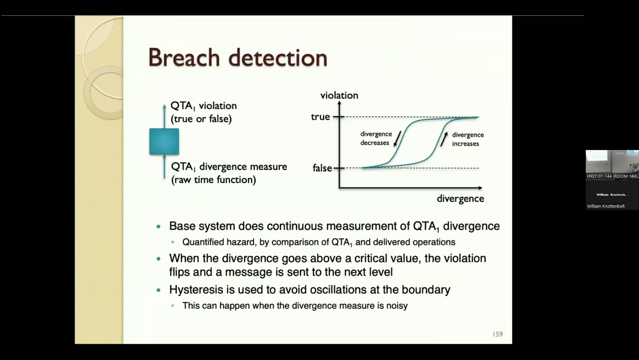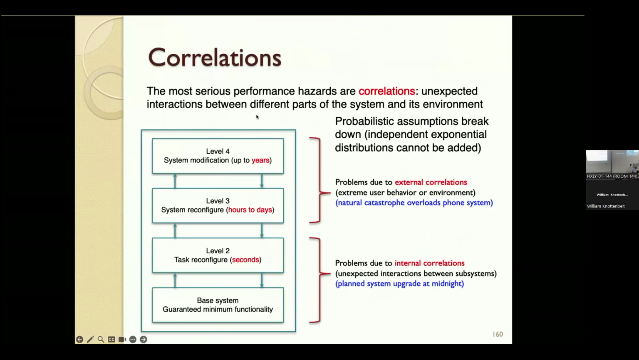And then there's the notion of breach detection. How do you detect when you break? So you need to have some kind of an observation of the divergence between the desired and the observed behavior. So at some point, you will trigger a breach detection, and then you can do something like using hysteresis, because you don't want to oscillate. You want a clean breach detection. Okay, and also correlation.